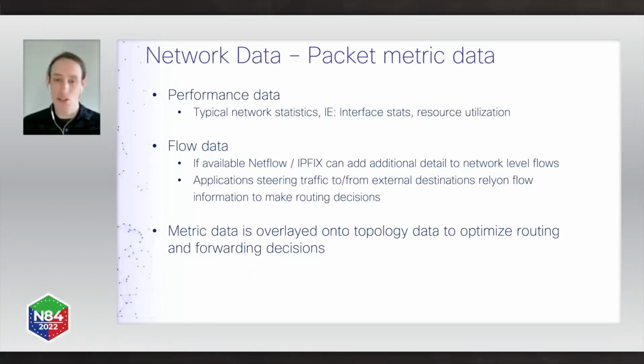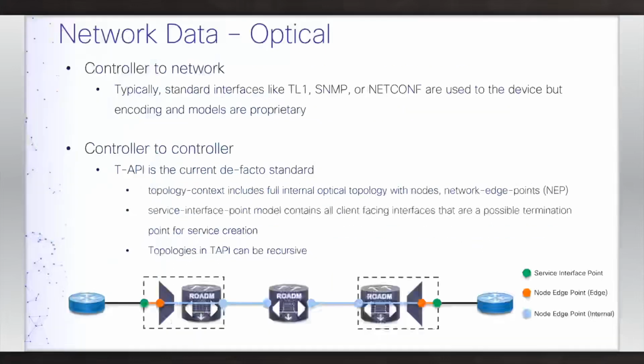In many cases, you also need metric data. This is what I call metric data, which is really interface stats, flow data through NetFlow or IPFIX. If you want to make even application level traffic decisions across the network that you're trying to control. And like I said, that metric data is overlaid on top of the topology data or TE data even. It really gives you a very powerful way to build an intelligent application for traffic steering and other types of applications.